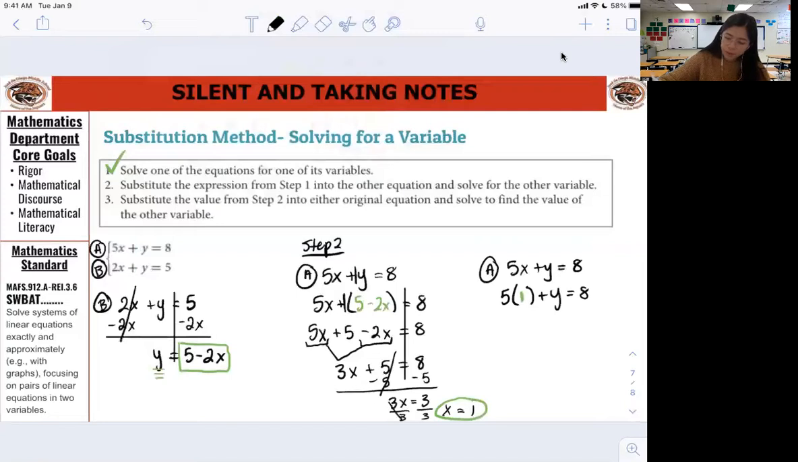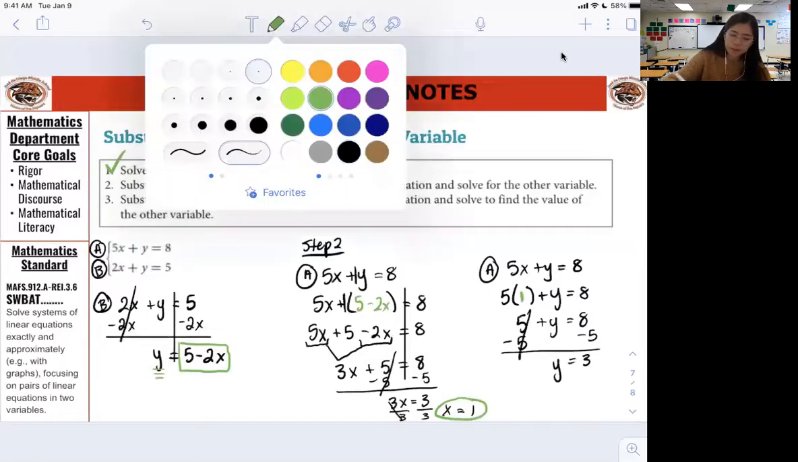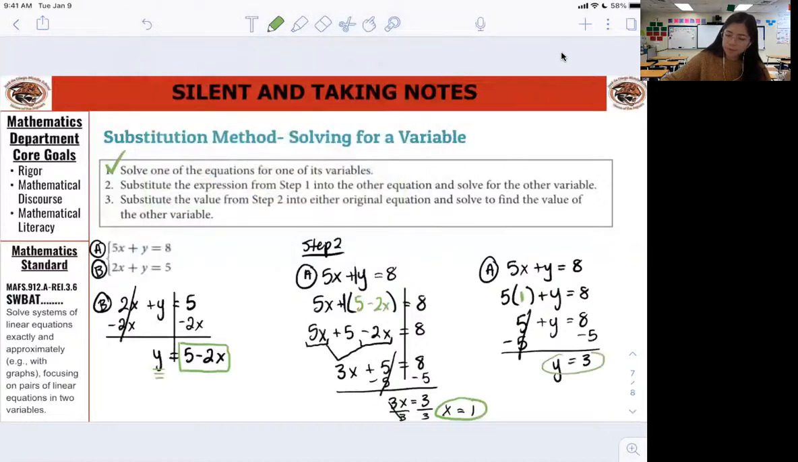5 times 1 is 5. All I got to do is take it away from both sides to get my final answer. 8 minus 5 is 3. There we go. y equals 3. My solution, I have one solution, and it is (1, 3).